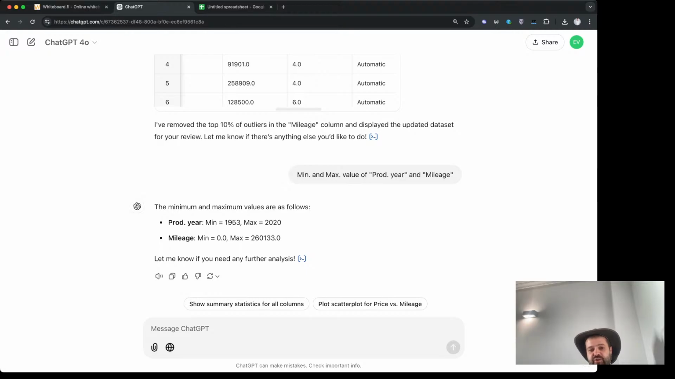And what I mean by feature scaling is basically I could ask here, so prod value, so standardize, and let's visualize some things. So let's see, mileage, maybe it's easier to visualize. So plot histogram of mileage.